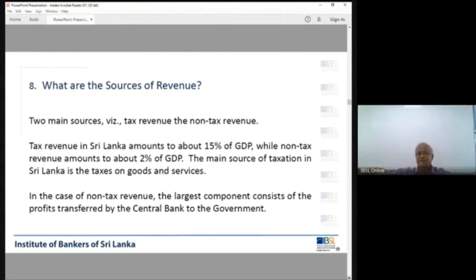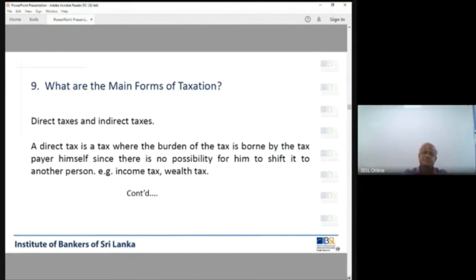For non-tax revenue, the largest component consists of the profit transferred by the central bank to the government, but other government institutions should also transfer. Taxation: direct and indirect. Direct: corporate taxes, household taxes. Indirect: goods and services tax. Now that's interesting, the division of direct and indirect.